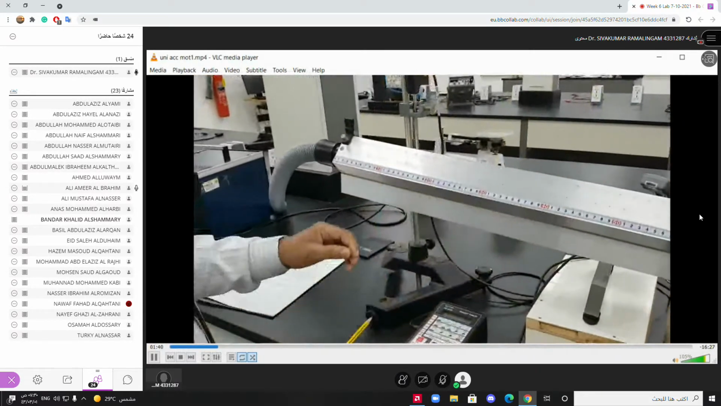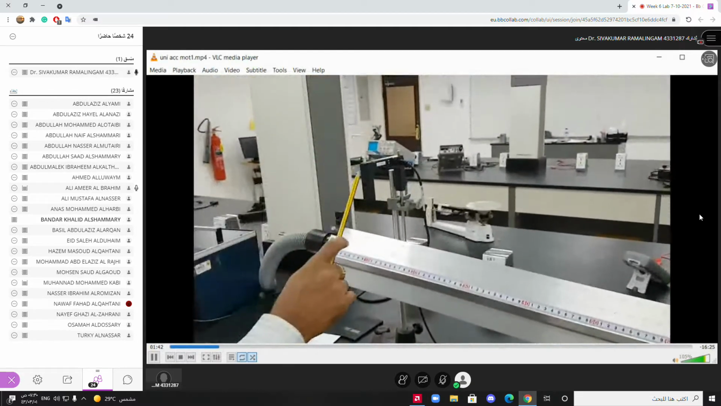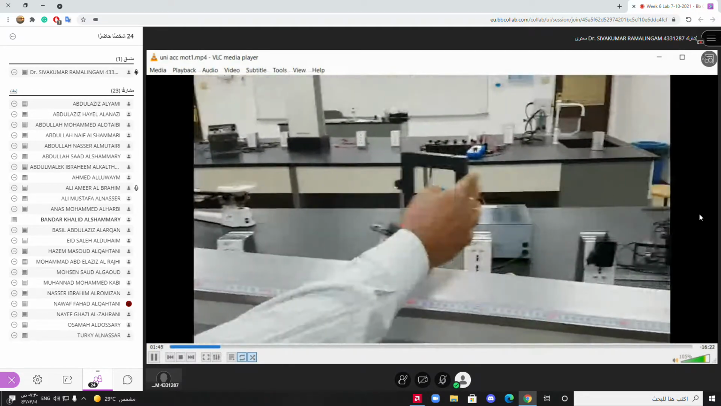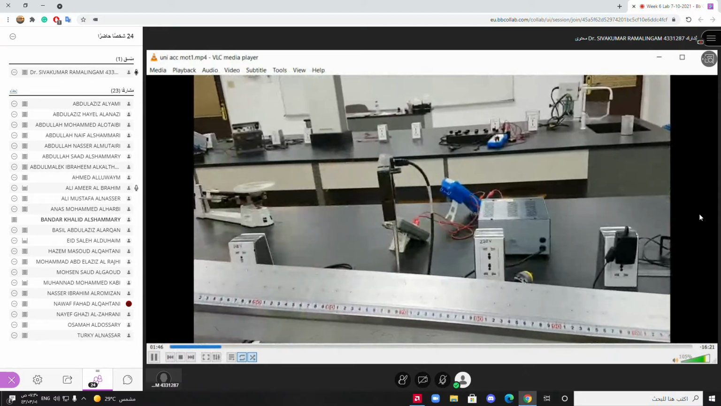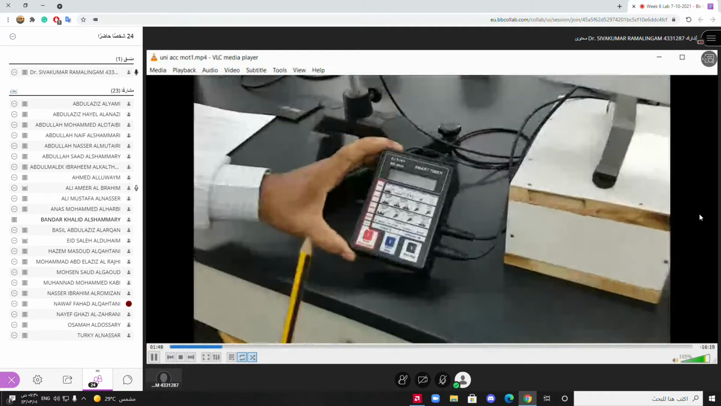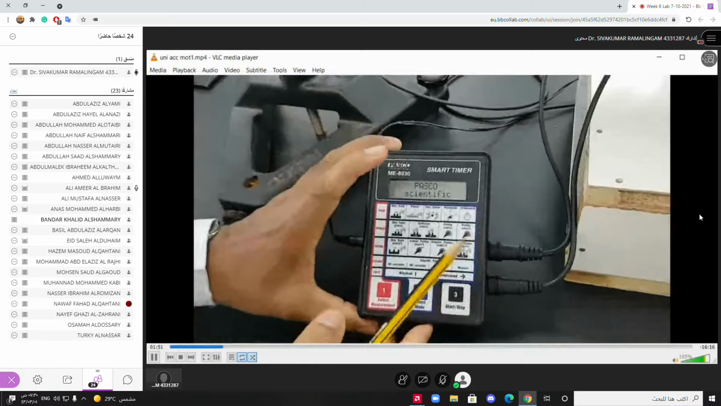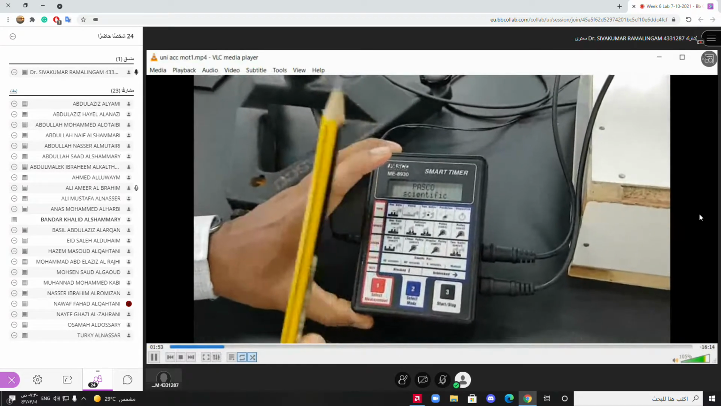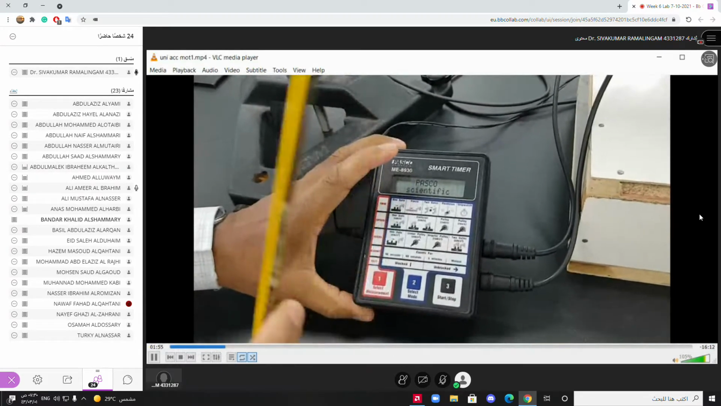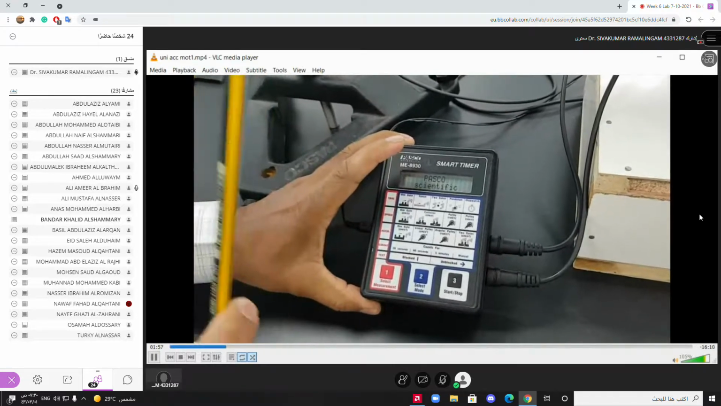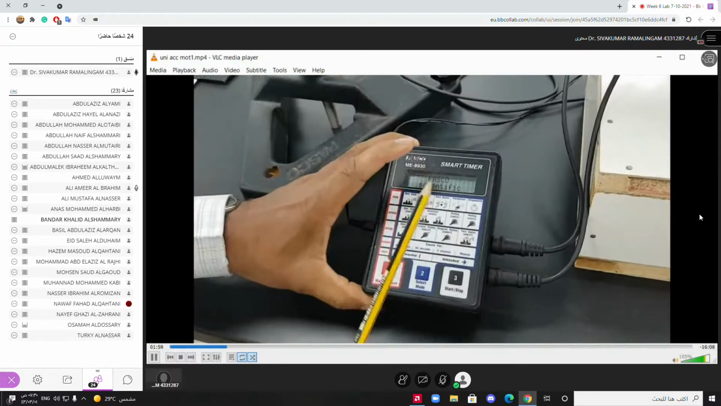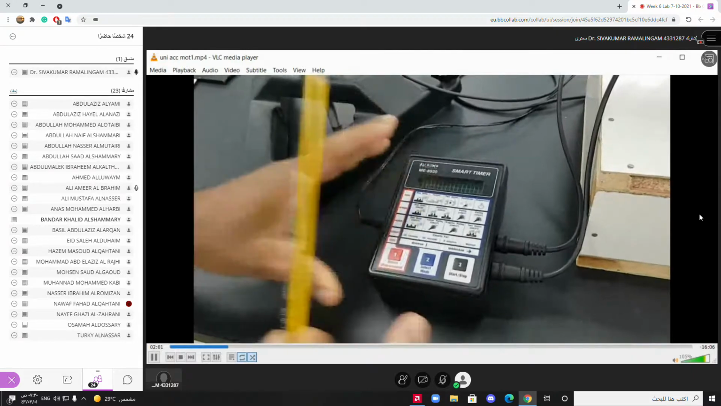And that's the glider. This is gate number 1. This is gate number 2. And this is the timer. I'm going to measure the time taken to travel the distance x2 minus x1 by using this timer. I will tell you the setup of the timer later.